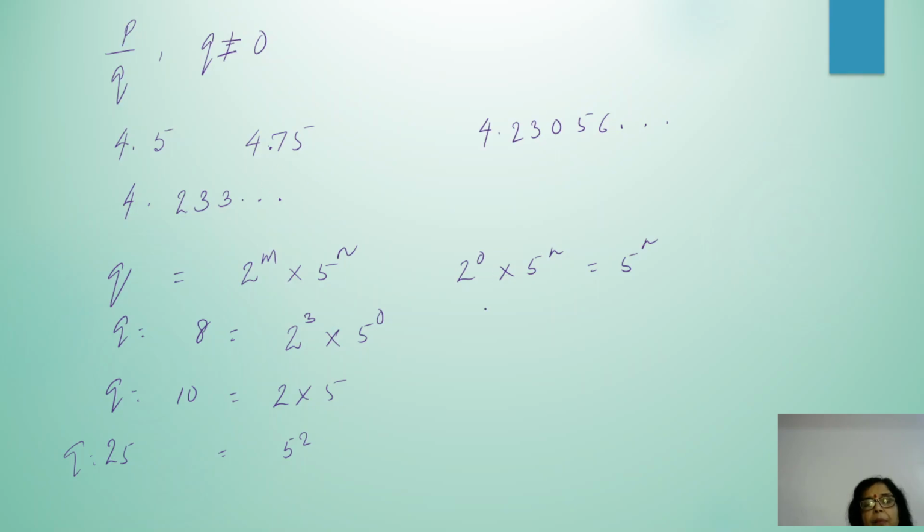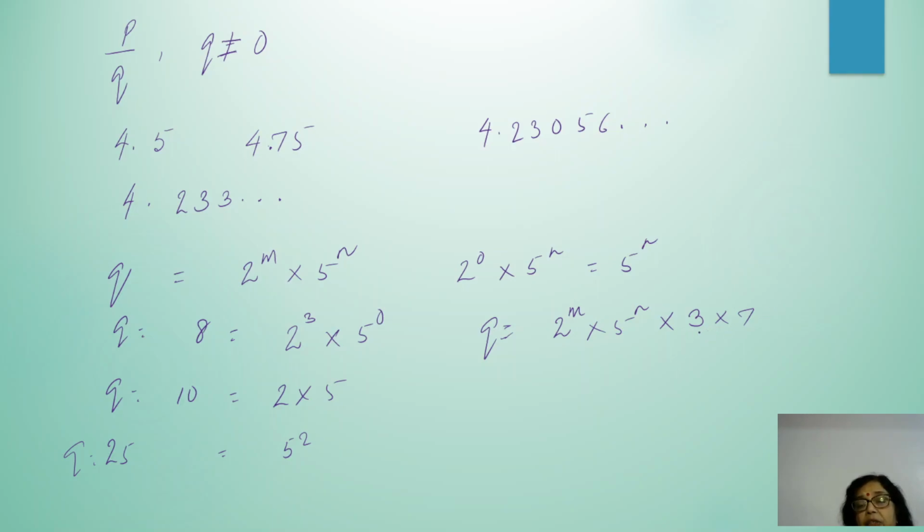But sometimes what happens is, in the divisor q, if we break it up into its prime factors, you will find that apart from 2 being raised to a particular index m and 5 being raised to a particular index n, you also have, say, 3 and 7, some other prime numbers also present there.